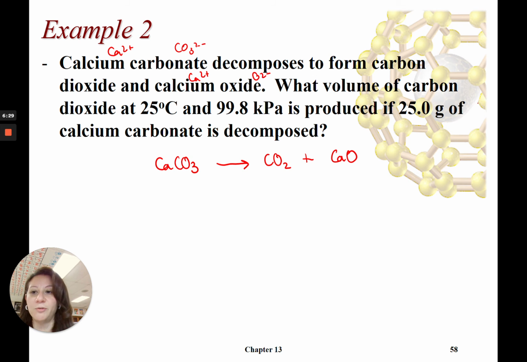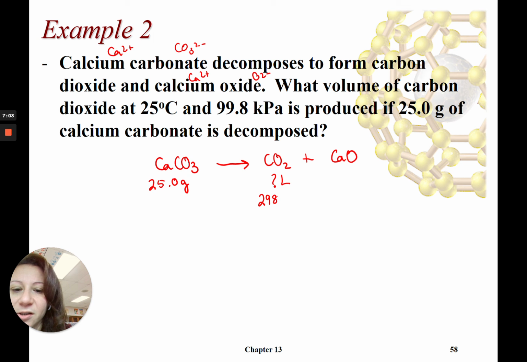Let's write down what I have and what I'm looking for. So it's asking what volume of carbon dioxide, so question mark V for volume or L for liters, whichever you prefer. I have a temperature and a pressure, and I have 25 grams of calcium carbonate. So 25.0 grams here. For the pressure and the temperature, remember those affect only gases. And so if you look at your substances, calcium carbonate is ionic, it's a solid. CaO is also ionic, it's a solid. So my only gas, it's the CO2. So I'm going to go ahead and write my temperature and my pressure under this one.